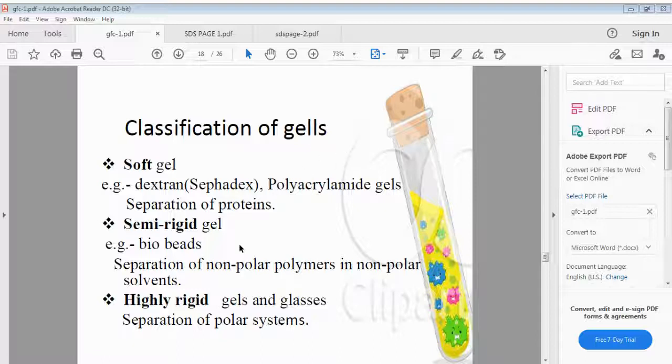Now, the gels can be classified into three different types. It can be soft, it can be semi-rigid, or it can be highly rigid.